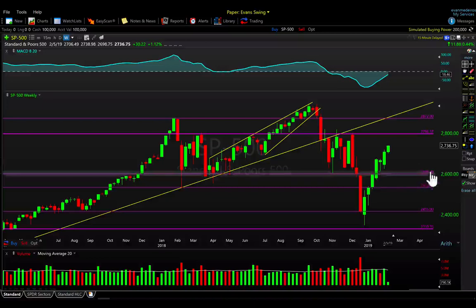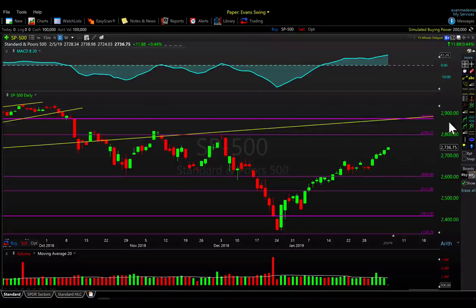On the downside, it looks far away at this point, but 2600. That's the big relevant level that I'd be paying attention to on the downside on this weekly time frame chart. Now, if we go a little bit closer, we take a look at the price action here.